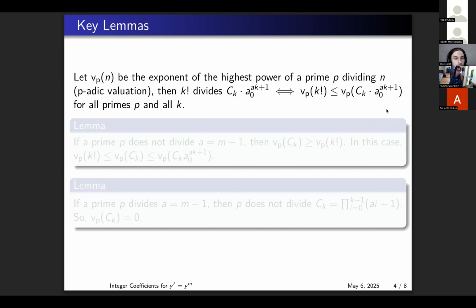Now we can define the next lemmas. The first lemma says that if there is a prime p that doesn't divide a, which equals m minus 1, then the p-adic valuation of this prime for c sub k is greater than or equal to the p-adic valuation of this prime for k factorial. In other words, when we'll be dividing by k factorial, the division by such primes will be handled by the term c sub k. And if p divides a, which equals m minus 1, then p doesn't divide c sub k at all. So division by such primes should be handled by something else, meaning the initial condition.